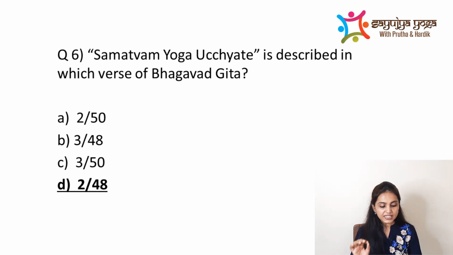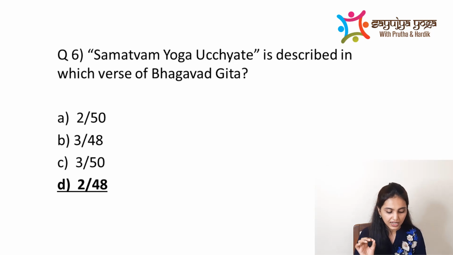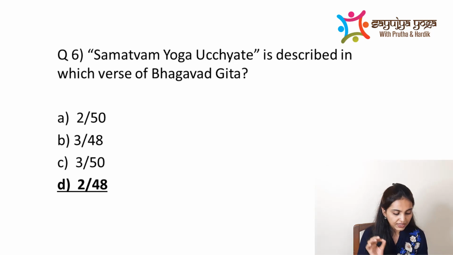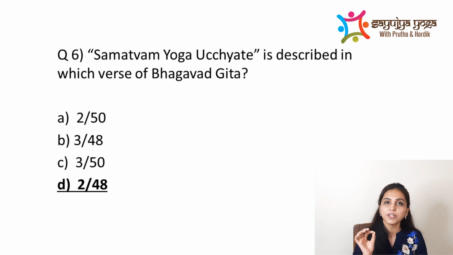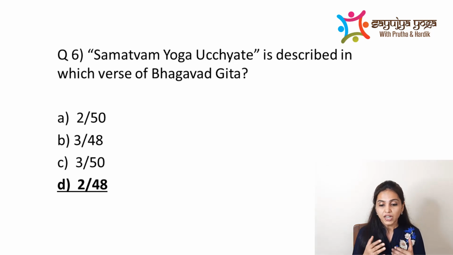Now friends, this can be found in the second chapter, which is Sankhya Yoga, okay, which says that Yogastha kuru karmani sangatyaktva dhananjaya siddha siddha yoho samo bhutva samatvam yoga uchyate. Okay, so what is the meaning of that? See, it is not that we should just know the shloka, we also should know the meaning of it. So what is the meaning?